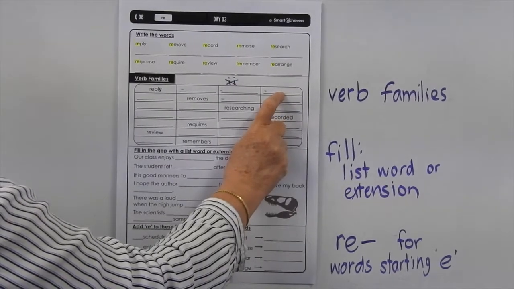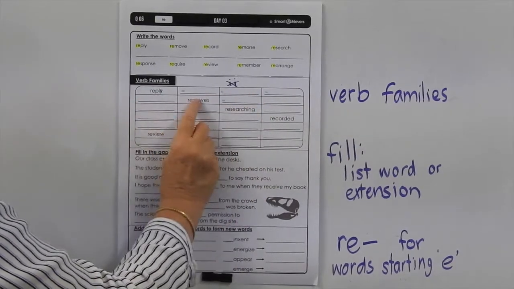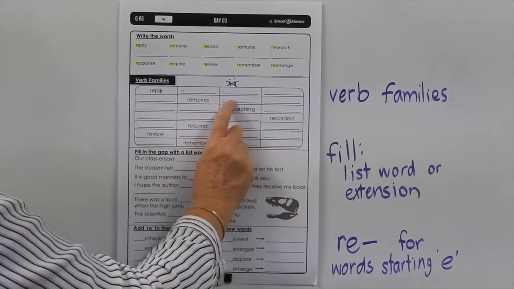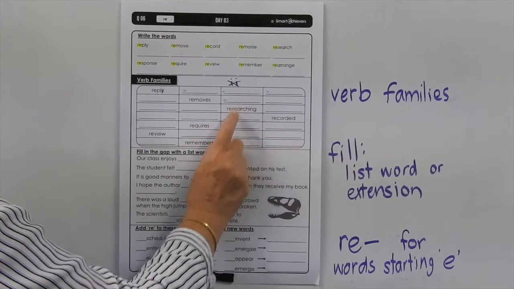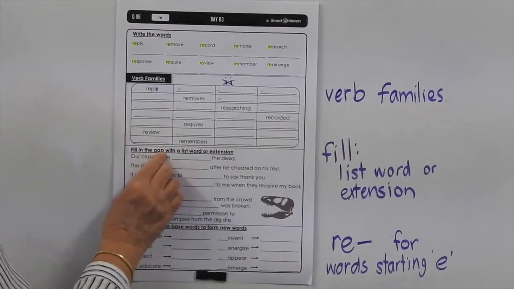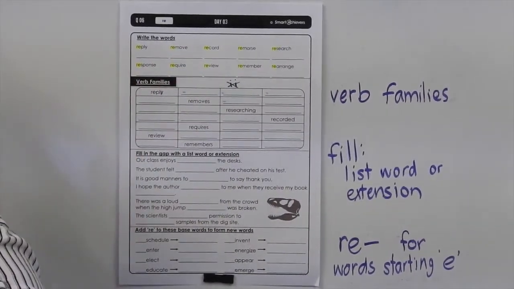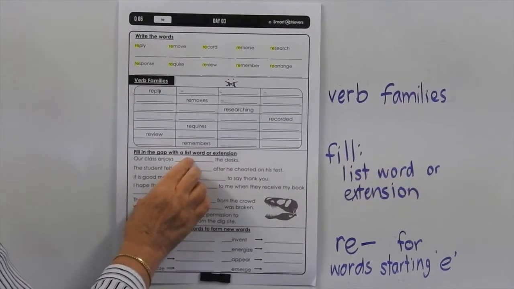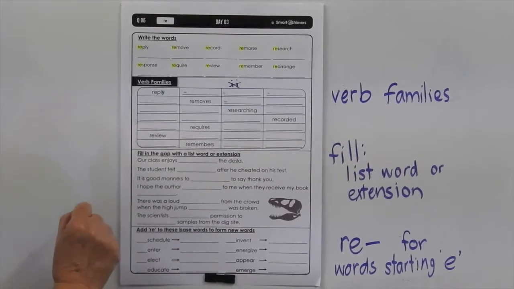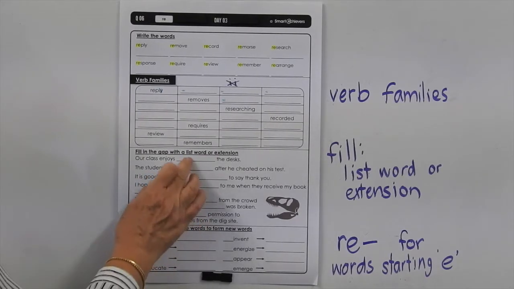Now when you're adding the ED, you change the Y to an I before you add the ED. Now on remove, you've got remove, removes, removing, removed. Now, E goes away when I N G comes to stay. So just remember that because you've got that coming through a couple of times. Now down the bottom we've got to fill in the gap with a list word or extension. So you're going to use these words. You may have to change their formal structure so that they sound correct and they appear correctly in each of these sentences. They could be nouns, verbs, adjectives or adverbs, so think carefully before you write the word.